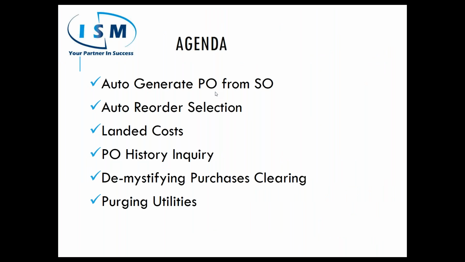So here's what we're going to be reviewing today, and I might throw in a few extra things, but these are the main key ones. First is auto-generating purchase orders from sales orders. Then the auto reorder selection in Sage, especially if you are using Sage to track your stock levels and reorder points. This is where it gets triggered in the system to auto-generate instead of manually creating purchase orders.